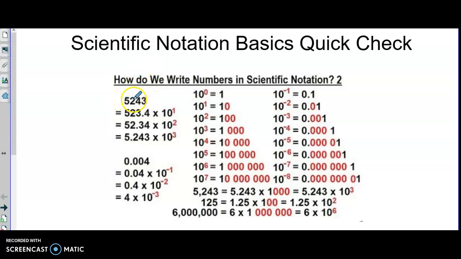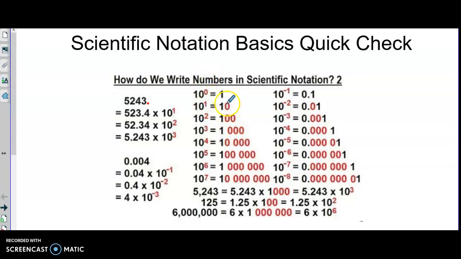If you take 5,243, right now the decimal is back here. You can't see it because we don't put it there after the last number. But if we move that up one space, so times 10 to the first power, if we move it up two spaces, it'd be times 10 to the second power. And then if we move it up three spaces, it'd be times 10 to the third power. And the powers just tell you how big the number's getting, or in other words, place value.